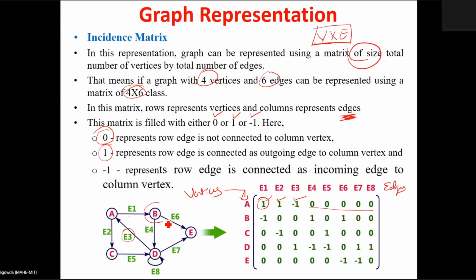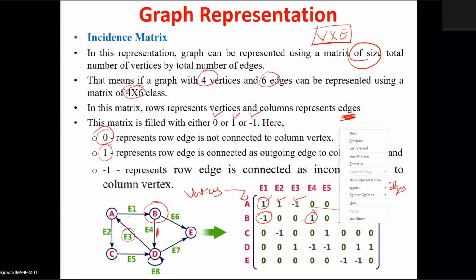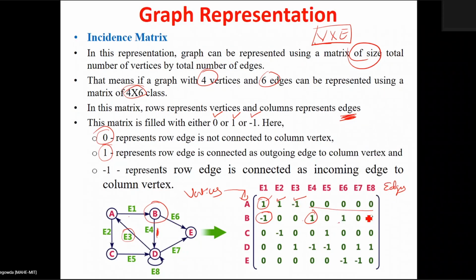Similarly, if you look at B here, E1 is an incoming edge, so the element at this location should be -1. We do not have any connectivity for E2, E3 here, so there is 0. And E4 is an outgoing edge, so this element becomes 1. E5 is 0 and E6 is also 1, as E6 is an outgoing edge here. This way we can obtain the incidence matrix.